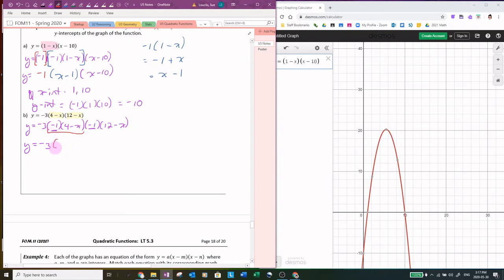So this is going to change this to x - 4, and this negative 1 is going to change this to x - 12. All right, so our x-intercepts are 4 and 12, and our y-intercept is -3 times 4 times 12, which is -144.